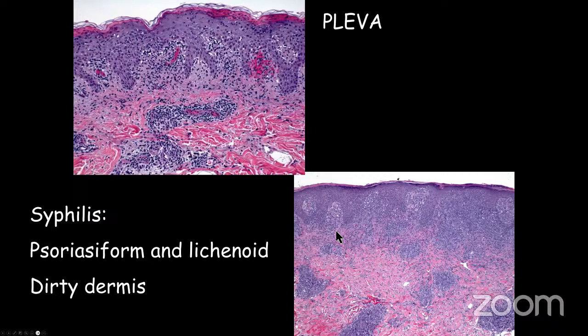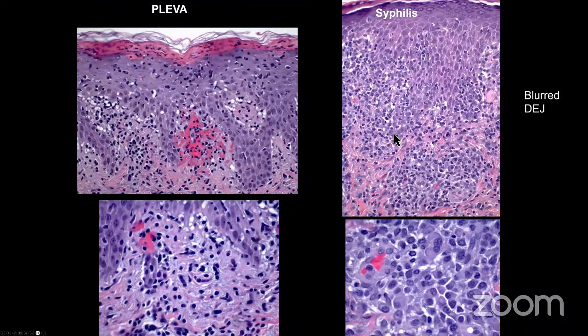And that sort of dirty, histiocytic and lymphocytic, busy dermis is also going to help give you the diagnosis of syphilis. And then the plasma cells, but you can't rely on them.